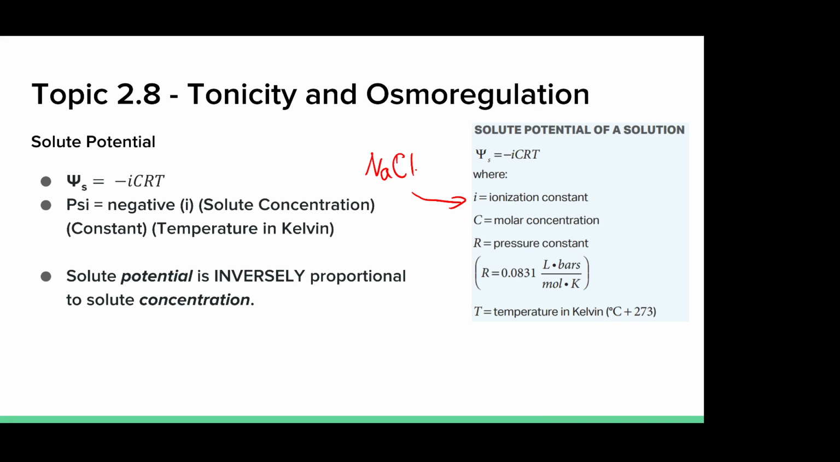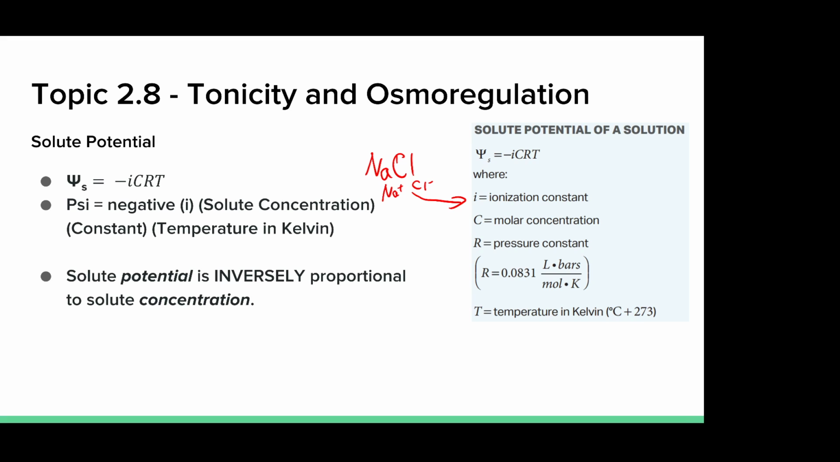sodium chloride will ionize when placed in solution. It ionizes into sodium ions and chloride ions. So as a consequence, if we were talking about sodium chloride, our i would be 2. For every mole of sodium chloride that goes in, 2 moles of ions are produced: 1 mole of sodium ions, 1 mole of chloride ions. But honestly, for us, i is almost always going to be equal to 1. Glucose, sucrose, you name it, unless it's an ionic substance, the ionization constant is 1.